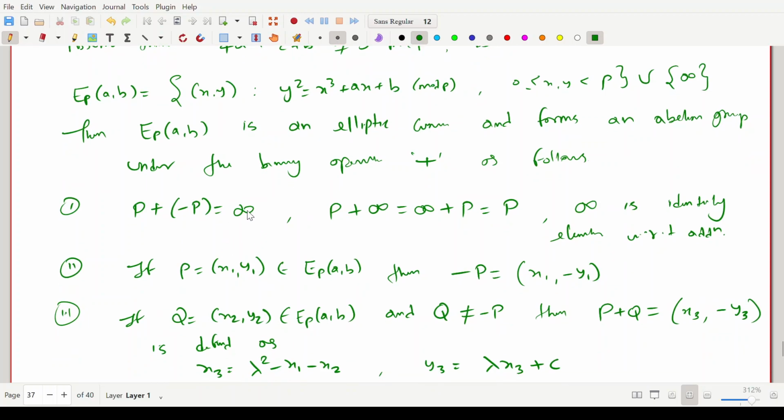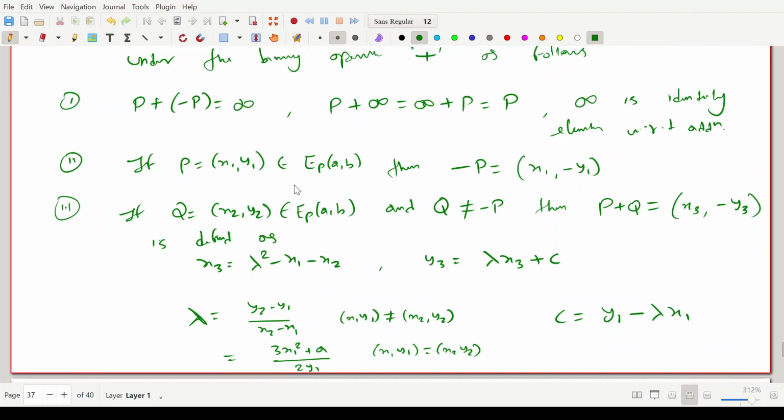I have this infinity, which is called the identity element with respect to addition. So if I am adding P plus minus P, I will get the identity. Suppose I have P = (x1, y1), then minus P is (x1, minus y1). Suppose P and Q are 2 points, Q is not equal to minus P, then P plus Q is (x3, y3), defined as x3 equal to lambda square minus x1 minus x2. y3 is lambda x3 plus c, and this c you can substitute to get a nice form. And this is what lambda is.